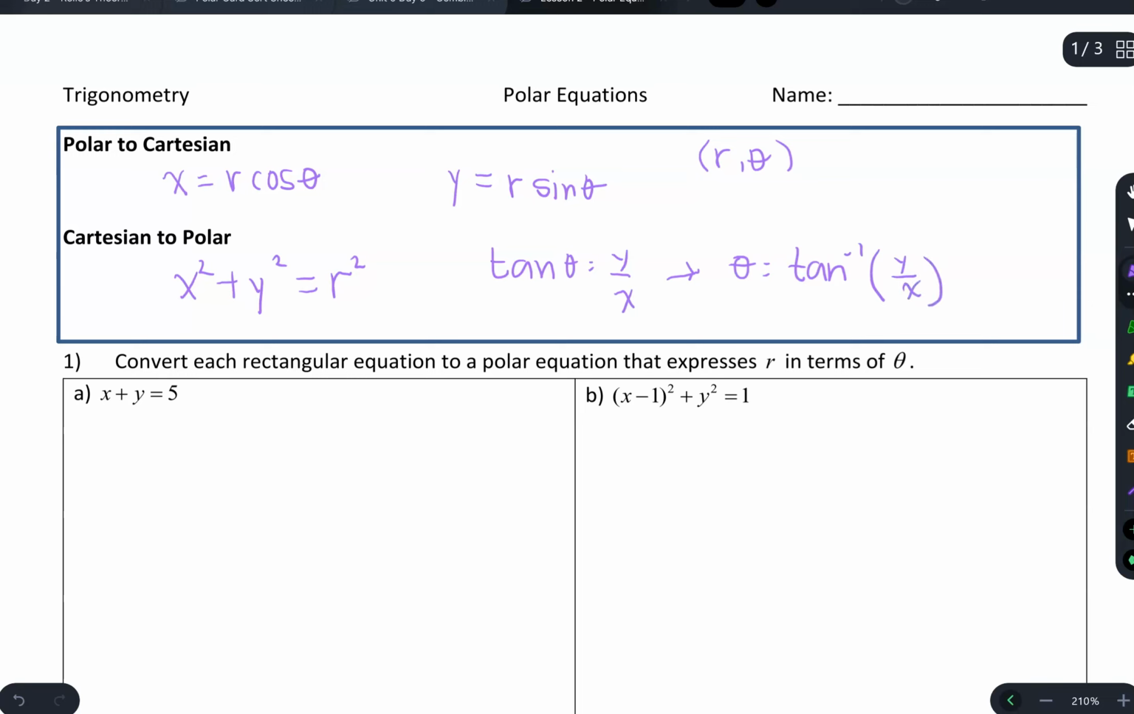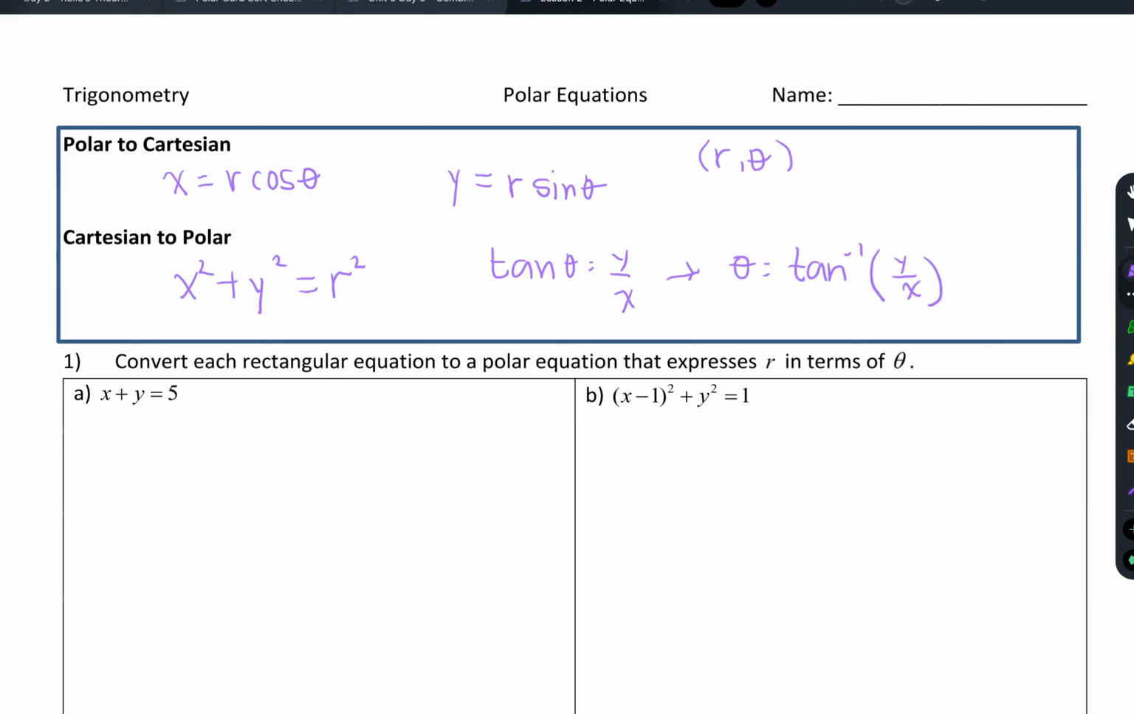Okay? So let's try to convert each rectangular equation into a polar equation. We're just going to use the same things with our points that we have here. So I've got x plus y is equal to 5. How in the world can I change x and y so that it looks something like a polar equation? I want it to be in terms of r and theta.